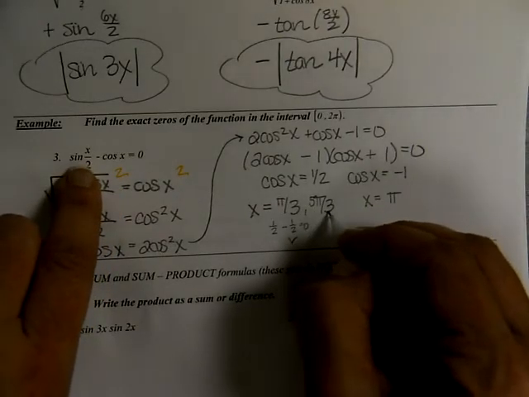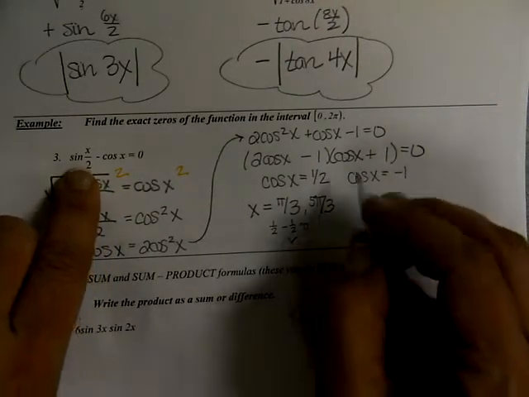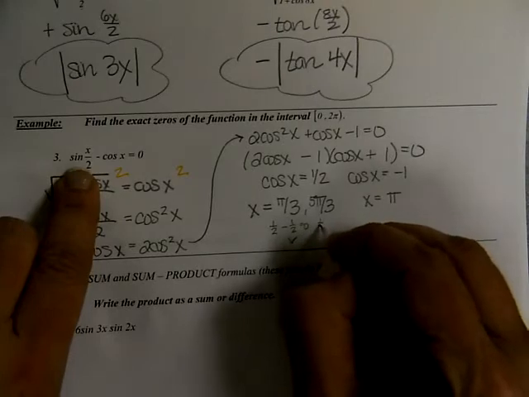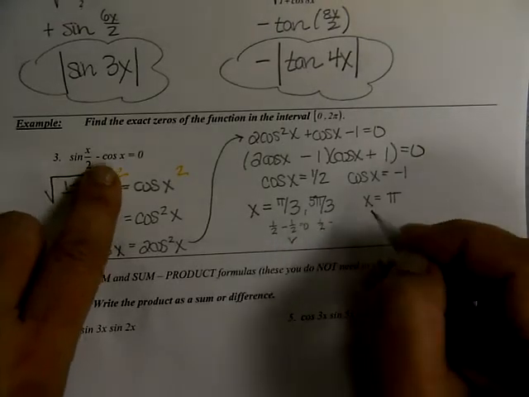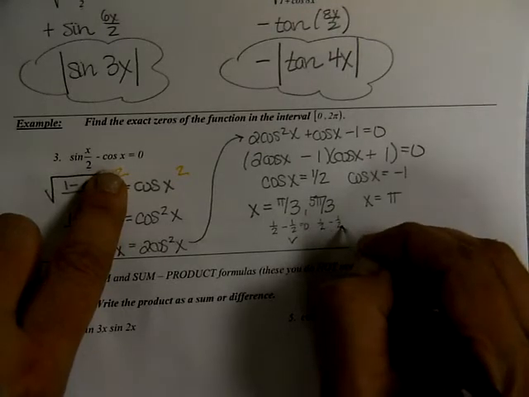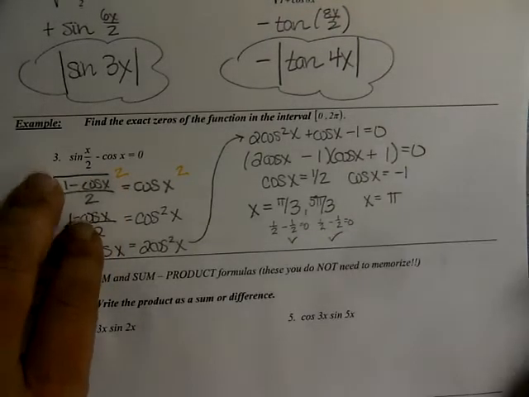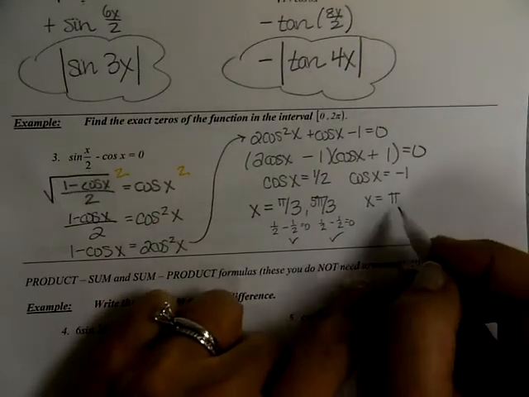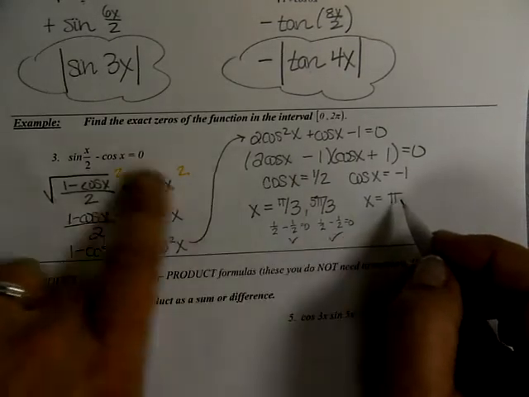Putting 5 pi thirds in, that would be like the sine of 5 pi 6, which is 1/2. Cosine of 5 pi thirds is 1/2. So 1/2 minus 1/2 again is 0. So we're good here. So let's put pi in.